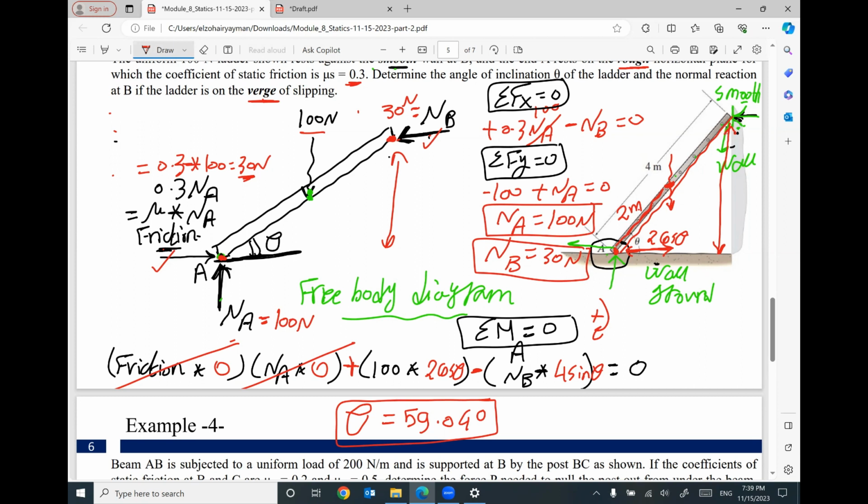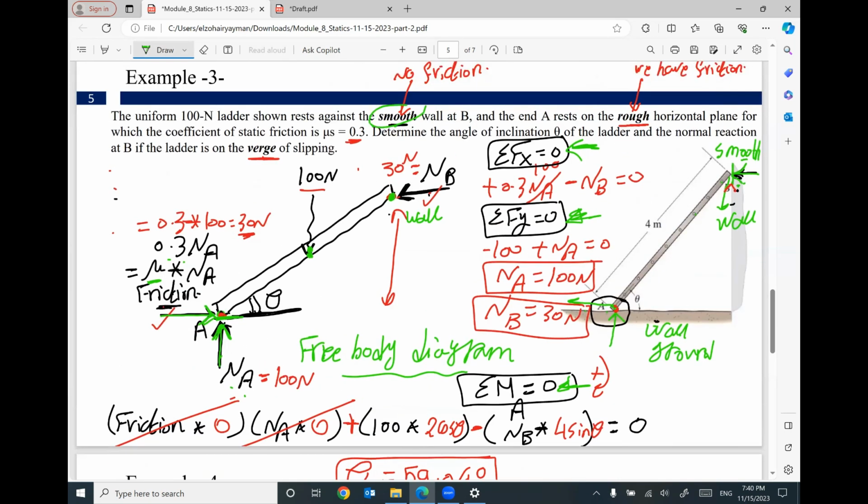Does that make sense? This kind of problem is a mix of rigid body equilibrium and friction. Why rigid body equilibrium? Because we used the equilibrium equations to figure out the reactions: summation F of X equals 0, summation F of Y equals 0, summation moment at any point equals 0. The only part where I used friction is at point A. I expect this ladder to slide to the left, so the friction will be to the right. How much? It equals the reaction perpendicular to the surface of contact times mu, so 0.3 times capital NA. And we have only one reaction at this wall because the wall is smooth, no friction, so the only reaction there is perpendicular to the wall.